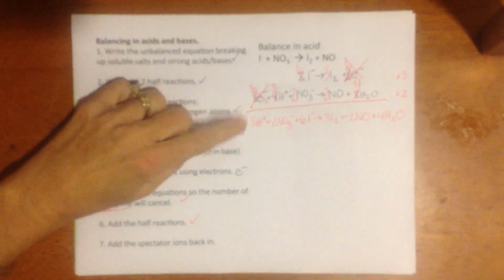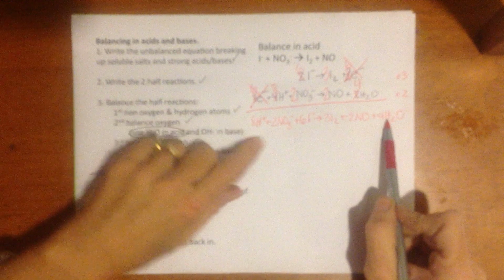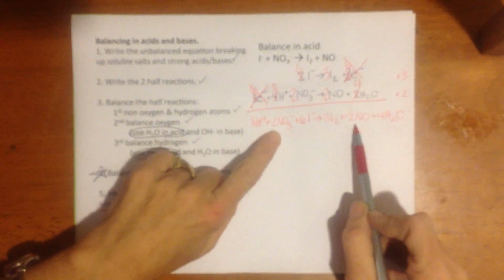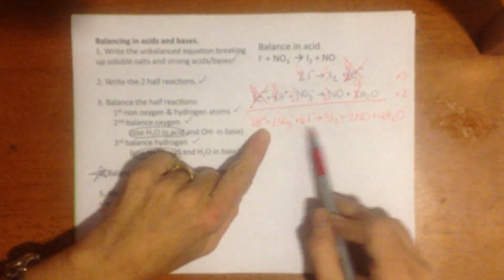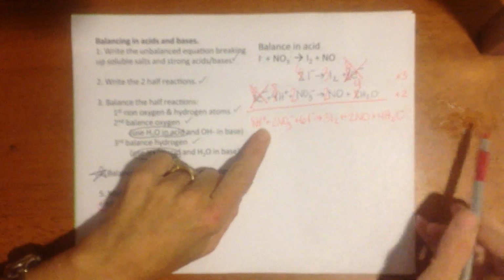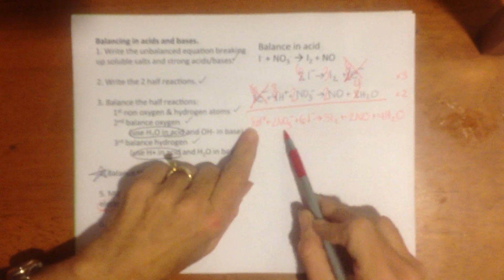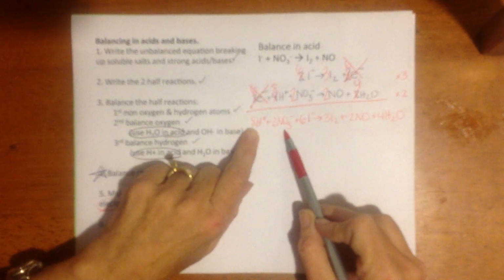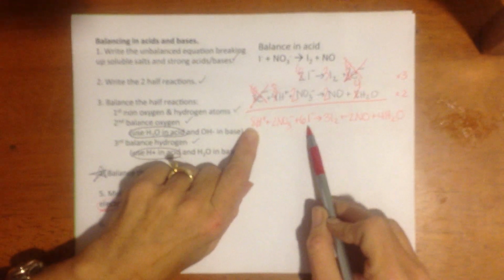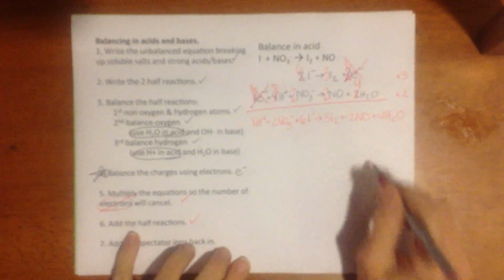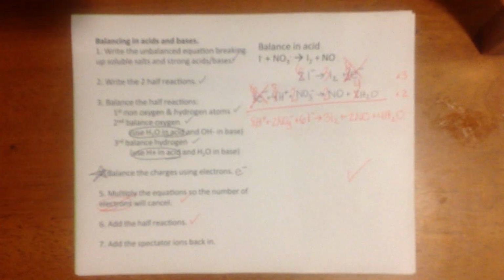And I'm going to double check. 8 hydrogens, 8 hydrogens, 2 nitrogens, 2 nitrogens, 6 oxygens, 1, 2 plus 4 is 6, 6 iodines, 6 iodines. 8 plus minus 2 is 6 plus, minus 6 is 0, which equals 0, check done. And that's how you balance an acid.